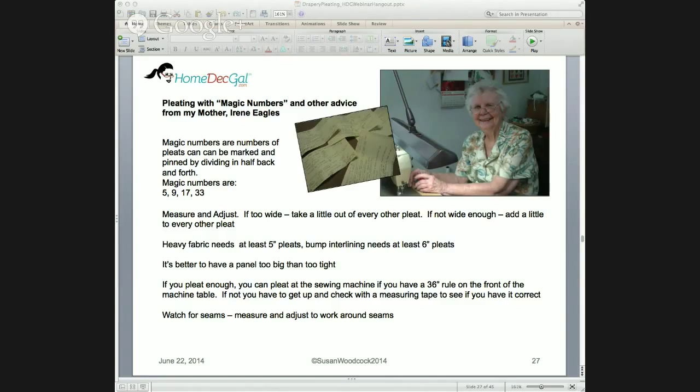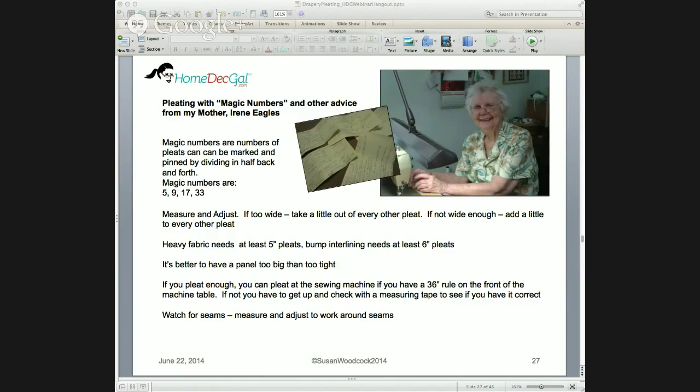There are not very many magic numbers. There's 5, 9, 17, and 33. We're not even going to go above 33. That's just crazy. But if you know that you're figuring your pleats and spaces and you have a choice between 18 pleats or 17 pleats, you might go, I'm going to do 17 because it's a magic number. I can just fold back and forth and back and forth.